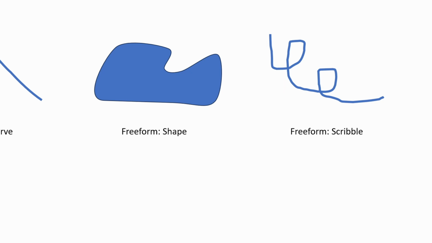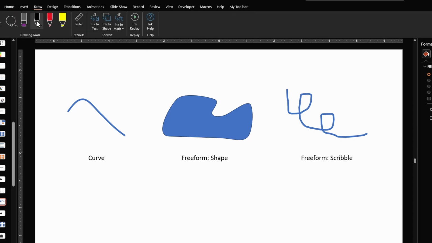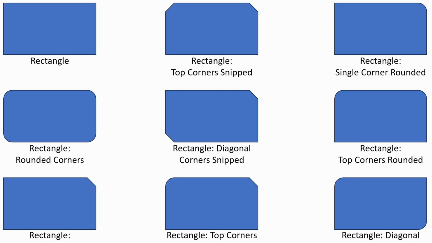In my opinion, there is a better option than this. So if you have draw menu enabled in PowerPoint, just use a regular pen and scribble. You will get much better looking lines compared to this freeform scribble. Next, we have rectangles. We have already looked at a bunch of them, but here is the summary of all of them. So we looked at these two at length.